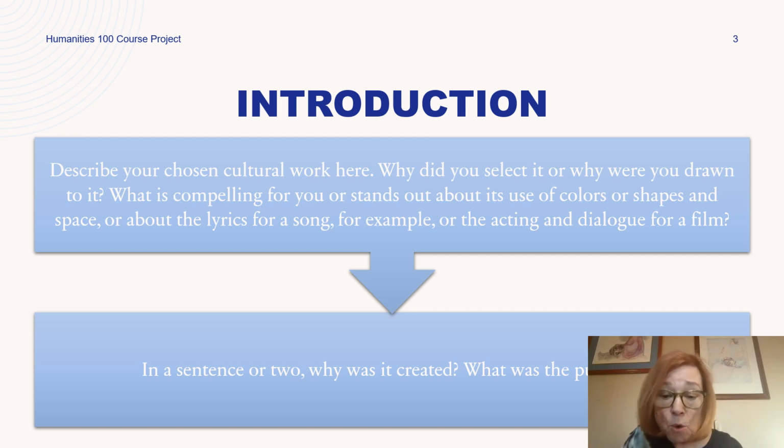and so on. If it's a filmmaker, or a film that you're talking about, what for you was compelling about the acting and or the dialogue, for example. And then give me a sentence or two about why it was created, what the purpose was.